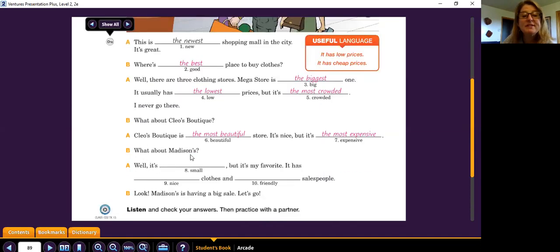What about Madison's? Here, this last one, we're going to work on small, nice, and friendly. Well, it's my favorite. It has clothes and salespeople. Look, Madison's is having a big sale. Let's go. Pause and enter your answers. The smallest, the nicest, the friendliest. So pause and check your answers. Hold on, I gotta shut my door.